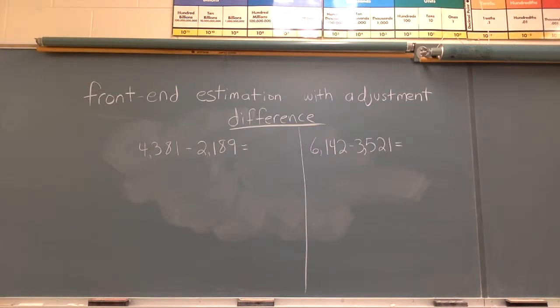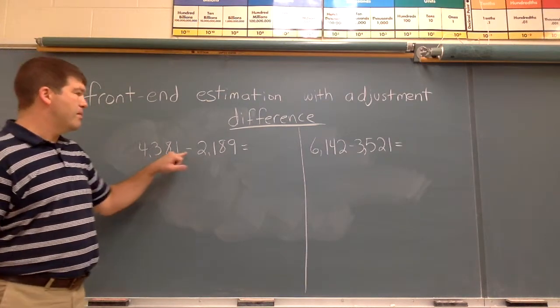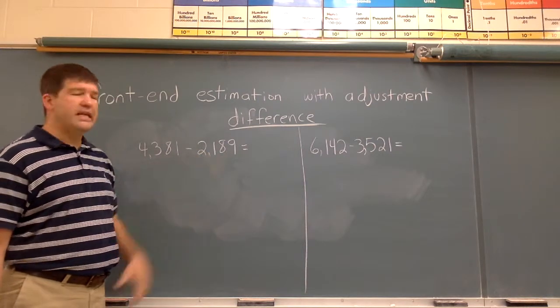In this video, I'm going to teach you how to do front-end estimation with adjustment, and we're talking about finding the difference of two numbers, difference being subtraction. So there's two different ways to do this, depending on a situation with the hundreds. So I'm going to show you both ways. Here's the first one, 4,381 minus 2,189.